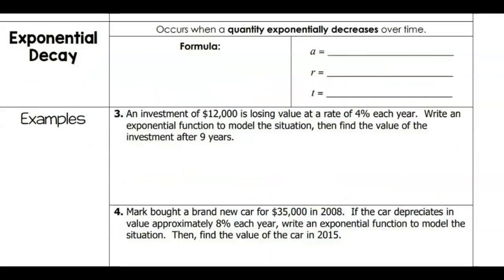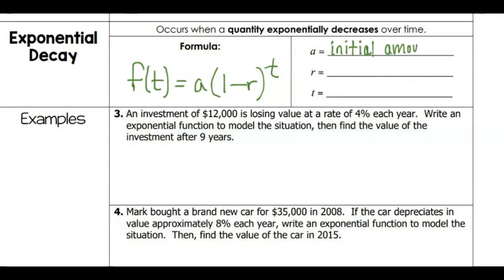So the other basic model that we see is exponential decay, and that's when something is decreasing by a certain percentage. Now, when we write that function, notice that there will be one change. We'll still use the initial amount, but this time we'll be thinking of it in terms of 1 minus the rate. So you're actually taking that decay rate and subtracting it from 1. So again, A is the initial amount, R is the decay rate as a percentage, written as a decimal, and then T is time.